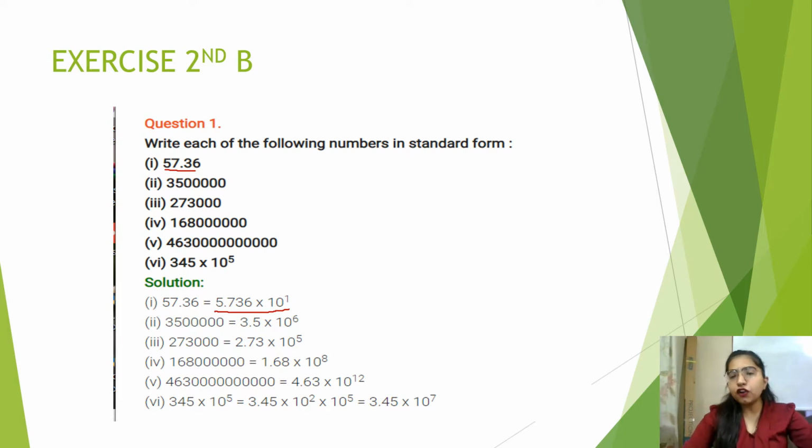Because standard form means you have to place the point after one digit only. So the one digit is 5, and after 5 there must be a point. So you are shifting the point one digit, and you should multiply by 10. It will be 5.736 into 10.